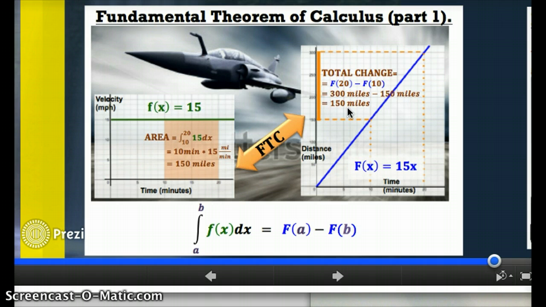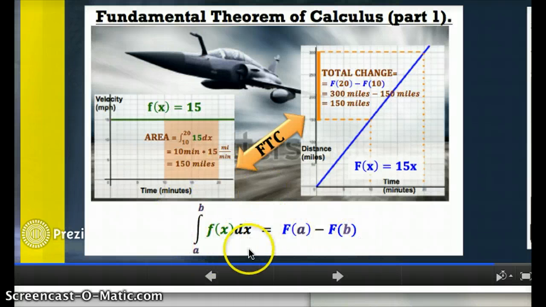A theorem in calculus or in math is the equivalent of like a law in chemistry or physics. It's something that has to be true, that's been discovered and proven. And the first part of the fundamental theorem of calculus says that not just for this plane, but for any continuous function, little f, and any of its millions of antiderivatives, big F, this equation has to be true.